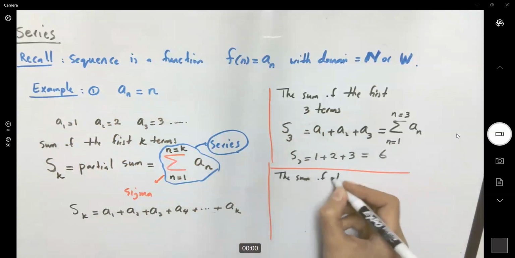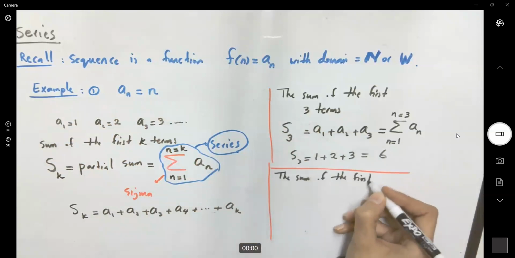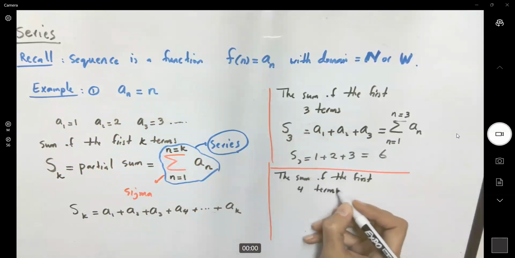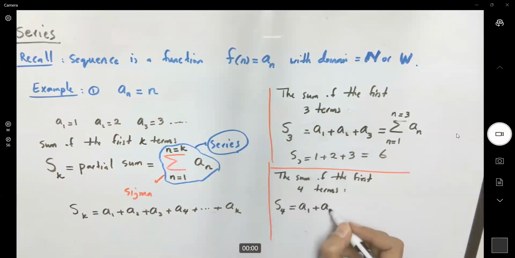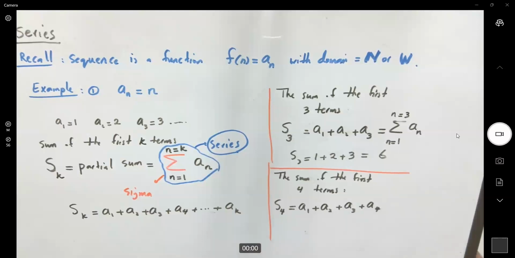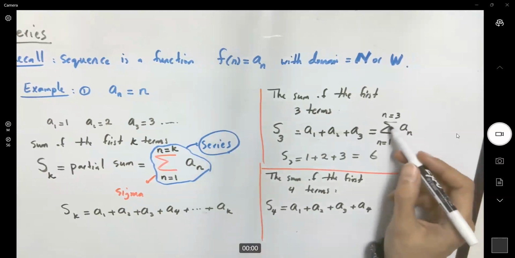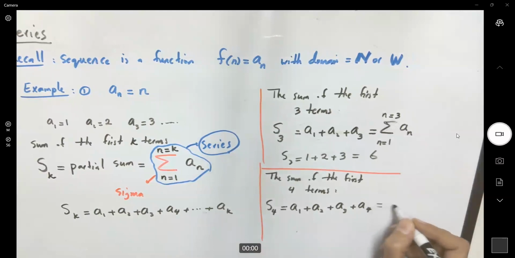The sum of the first four terms. So what are you going to do? You're going to write down S sub 4, which is defined as A sub 1 plus A sub 2 plus A sub 3 plus A sub 4. Mathematically, you're going to use the sigma notation. This is equal to the sum, n starts at 1 and it stops at 4, of the general term A sub n.